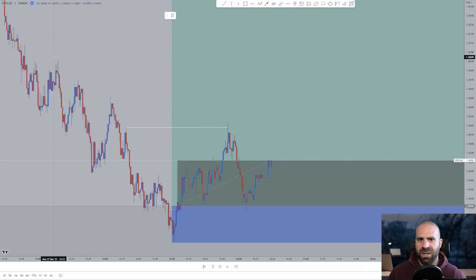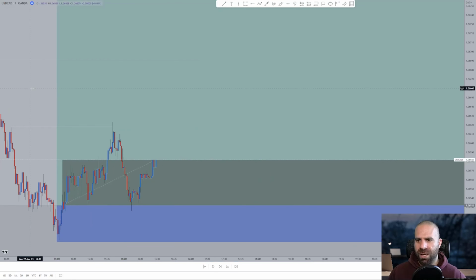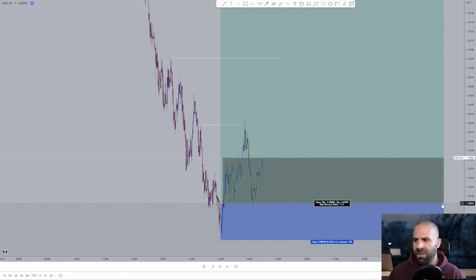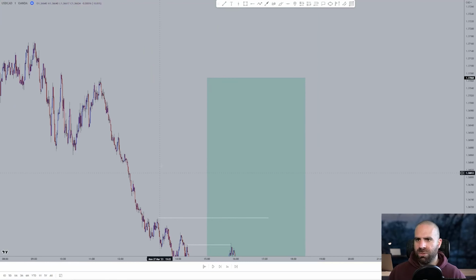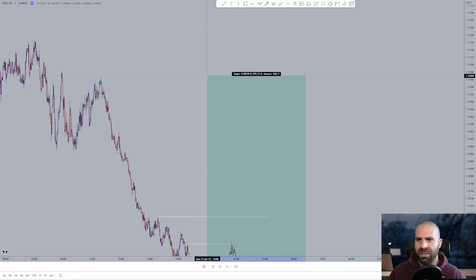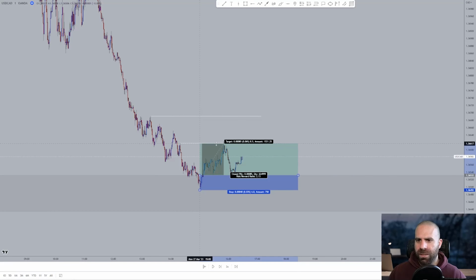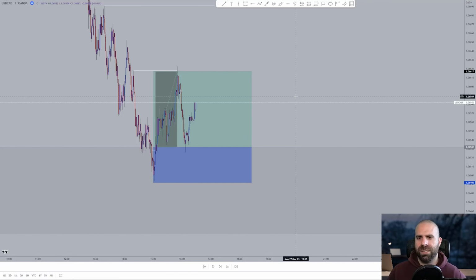Second target, this is very close. You could go ahead for this area right here. Let's minimize this thing and check out what happens. And then the ultimate target is up there. Here is a 2-to-1 reward to risk. It does not matter. We have already hit the 2-to-1. We closed 70%, so 1.4 to 1 reward to risk.